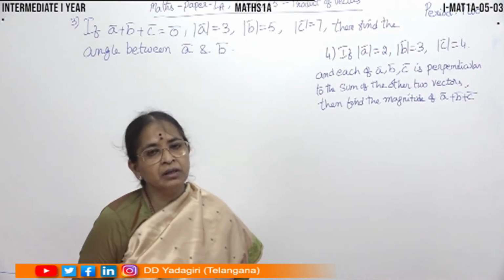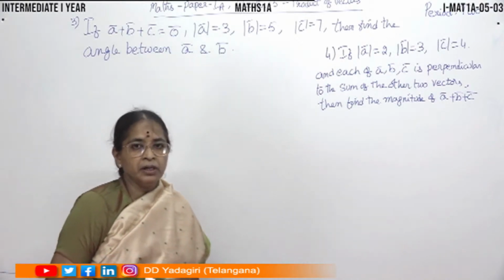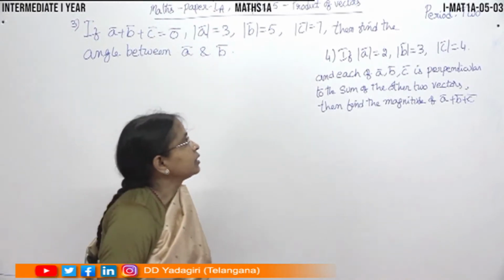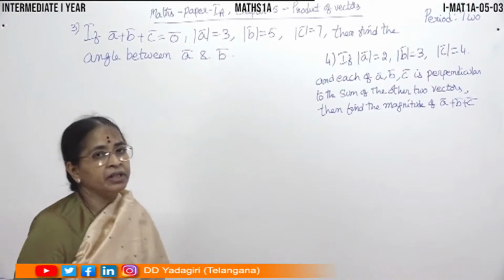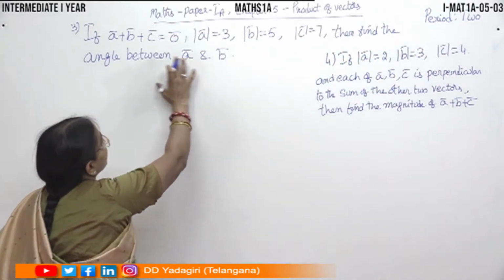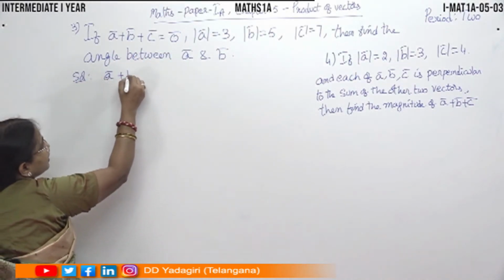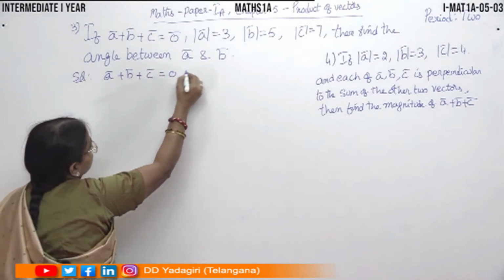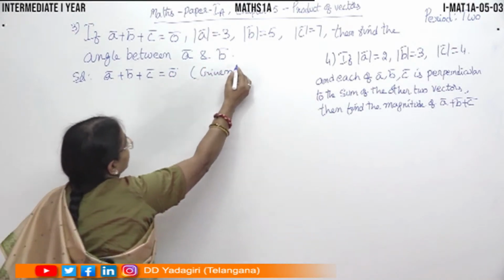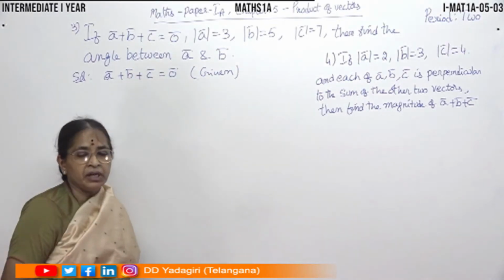Now we will continue with the next problem. This problem is again very important. If A plus B plus C is 0, and mod A, mod B, mod C values are given, then find the angle between the vectors A and B. You are given A plus B plus C is equal to 0, and also mod A, mod B, and so on. Now you must find the angle between A and B.